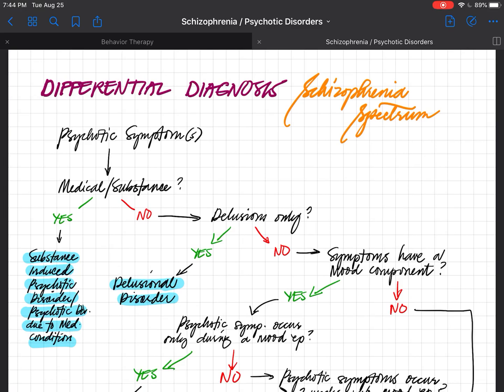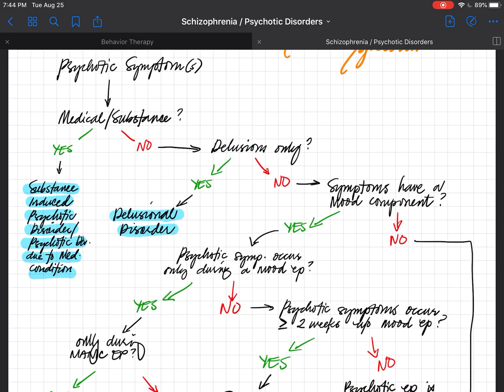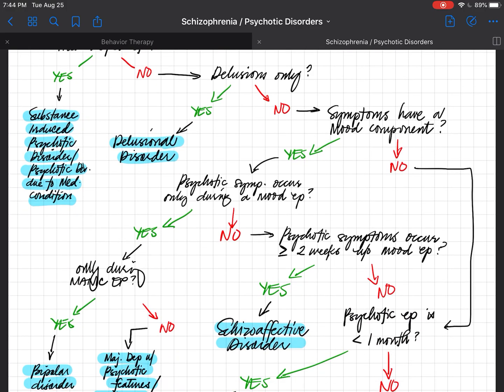Okay? Then we check, is it only delusions yung meron? Or is the person experiencing other symptoms like hallucinations, other like disorganized thinking and speech or negative symptoms, diba? So if delusions only, then we call it a delusional disorder. But if there are other symptoms, then we proceed with our differential diagnosis.